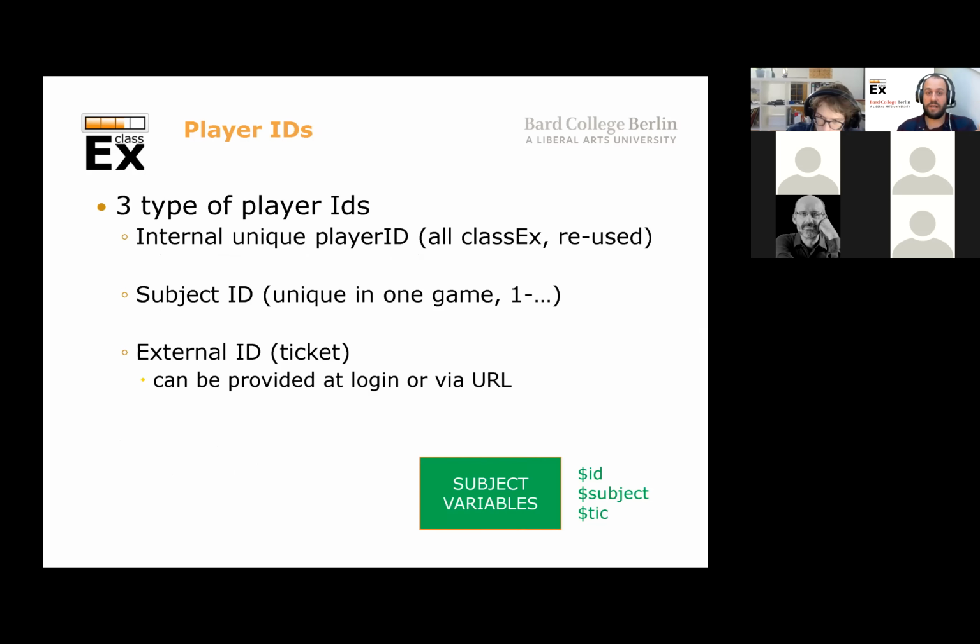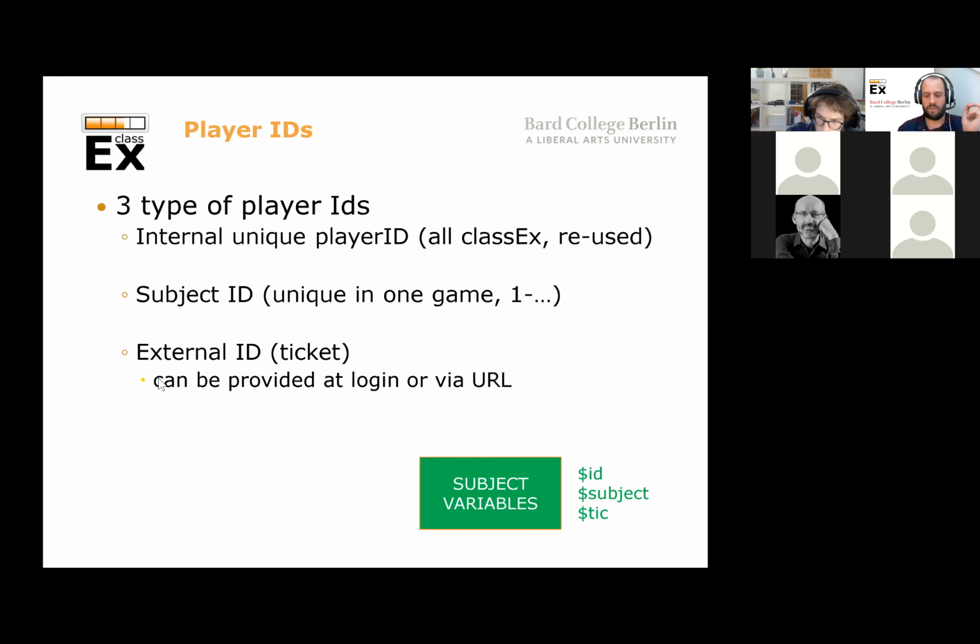Then there is a certain type of player IDs. And you see already with the variable sign that I put here, the $ sign, there are 3 different types. Classics has this unique player ID, which is the same if you are logged in as a participant. So if you play 5 games in a row, you will always have the same internal unique player ID. This player ID is stored in a little cookie in the browser, and the user can always access it as long as the user uses this browser and does not clean the cookies. We also have a subject ID, which is unique in the game.